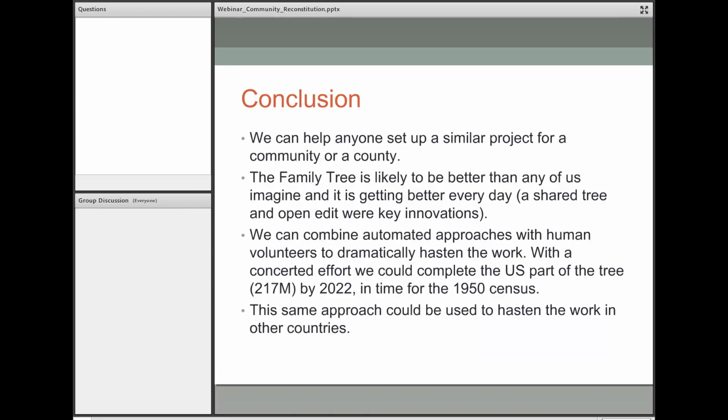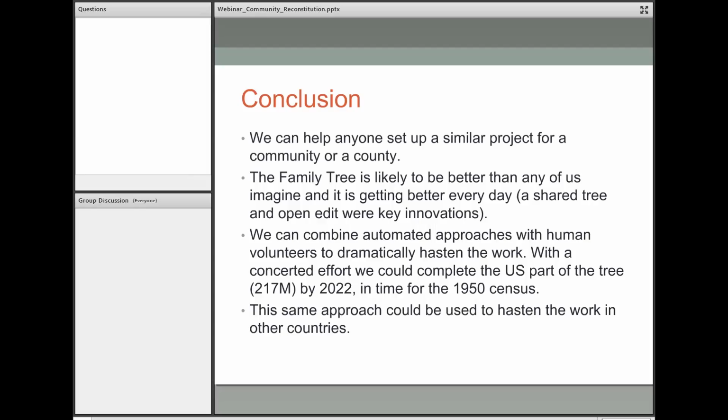Okay, so just to conclude, we as a lab would love to help anyone set up a project for their community or county. We really want to emphasize the family tree is probably better than anyone can imagine, and it's getting better every day. The ability for anyone to add new information and attach sources is really one of the key innovations of the family tree. It's very similar to Wikipedia in that once you have millions of people adding new information, we all end up with a better family tree.